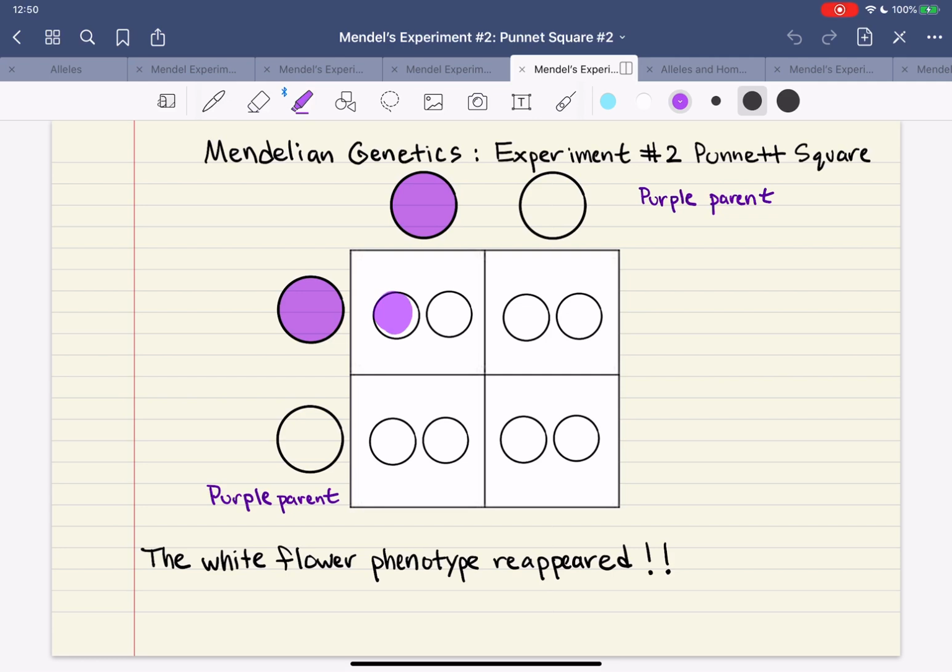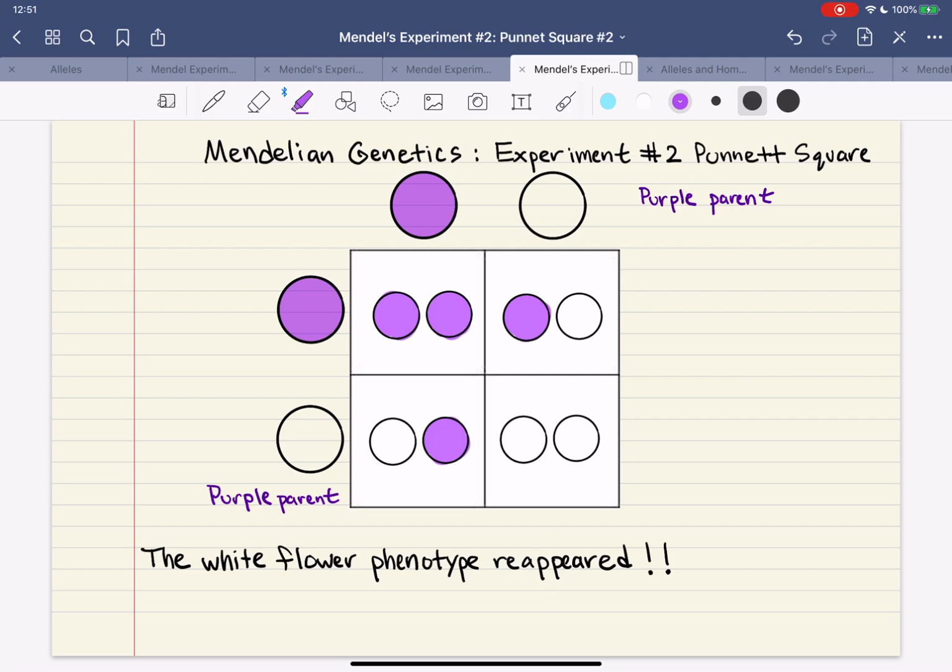And 25% of the time, it's like getting heads twice. If you did 2 coin tosses, a quarter of the time you'd get the purple factor from each parent. 50% of the time, you will get one of each, 1 purple, 1 white, or vice versa. And another 25% of the time, you'll get both of the white factors.